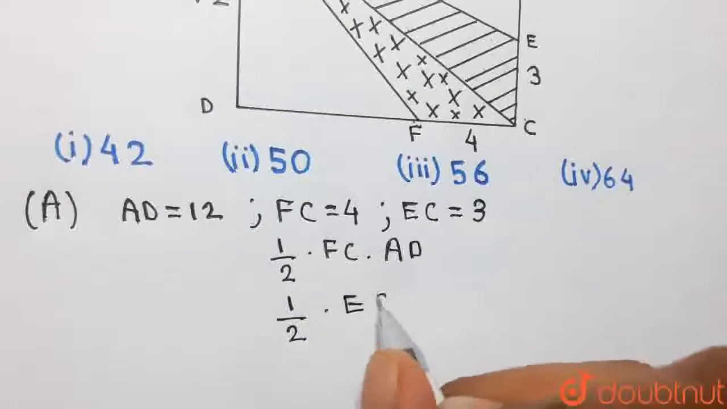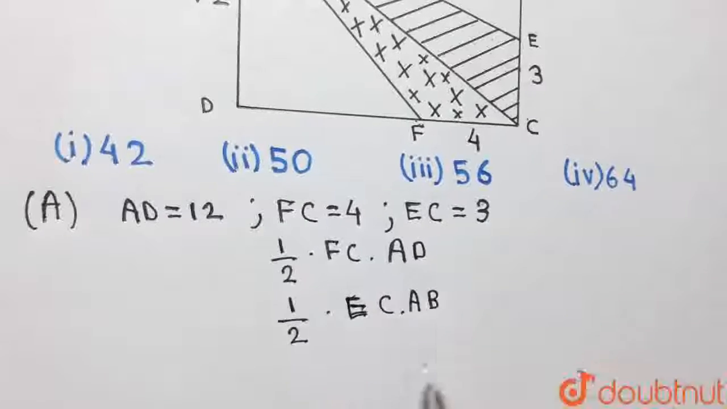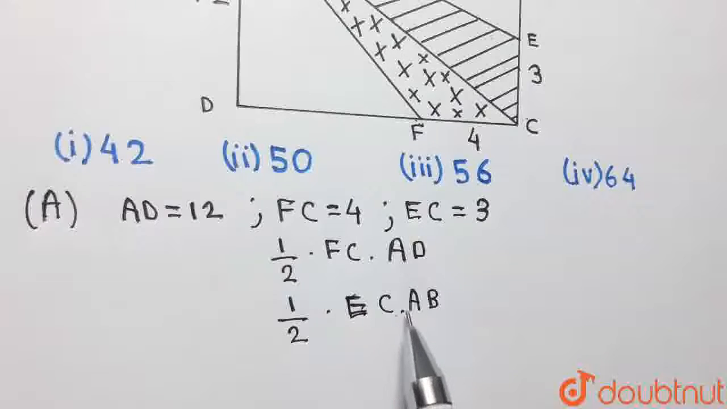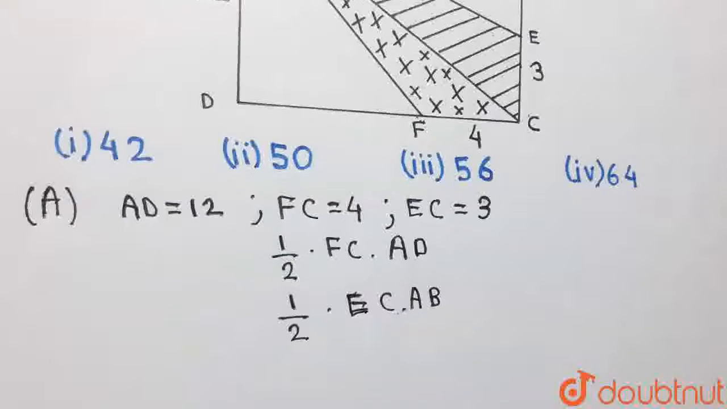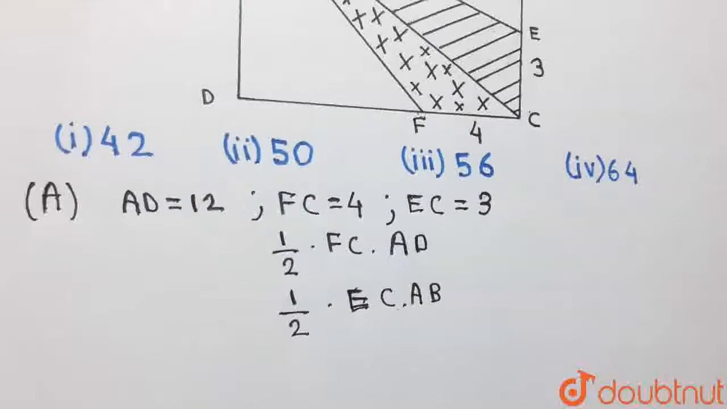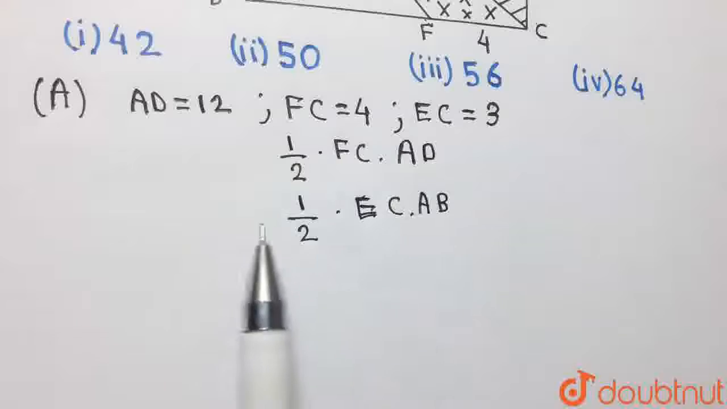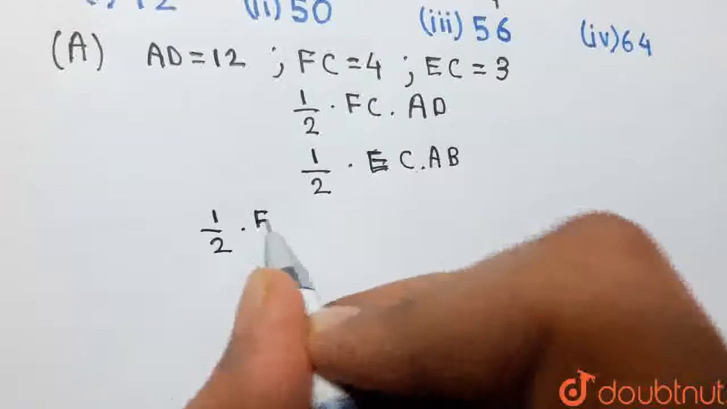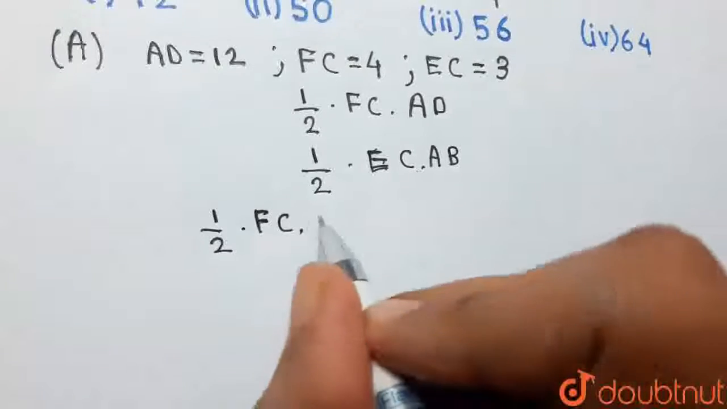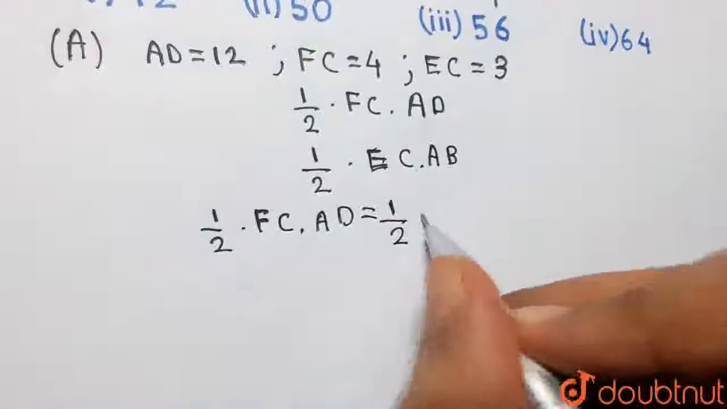Now, as per the question, these two areas should be equal. It has been mentioned that the areas of the shaded region and the crossed region are equal, and since we have found both areas, we can equate these two. So half into FC into AD, which is the area of the crossed region, is equal to half into EC into AB, which is the area of the shaded region.